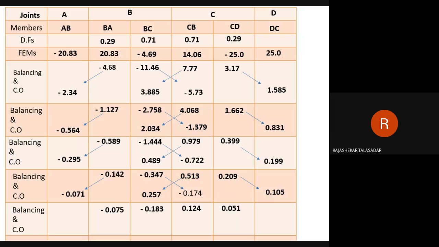Next, carry over. See, in the last cycle, if you want to end, you have to carry over only to the extreme ends, not intermediate. Extreme ends means BA to AB and CD to DC. Only this much you need to carry. To get the final moments, start from the fixed end moments and add up all the moments in that column and write down all the moments. Start MAB from the fixed end moments onwards.